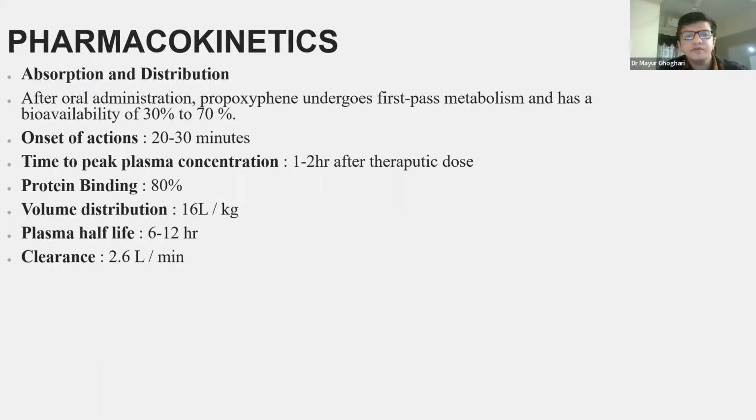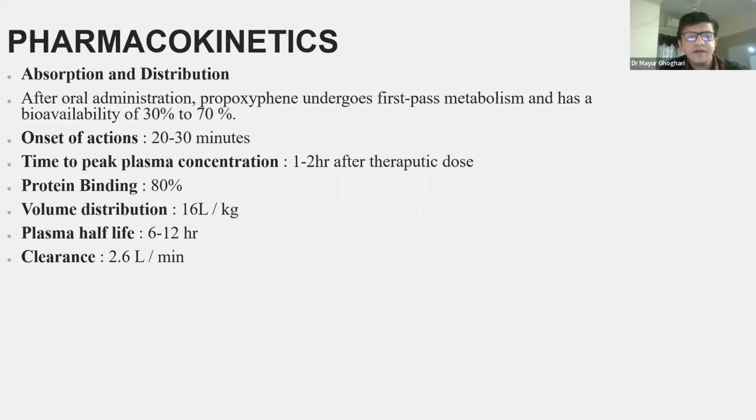Pharmacokinetics of dextropropoxyphene: after oral administration, it undergoes first pass metabolism and has a bioavailability between 30 to 70%. Onset of action is 20 to 30 minutes. Time to peak plasma concentration is 1 to 2 hours. After therapeutic dose, protein binding is 80%. Volume of distribution is 16 liters per kg.